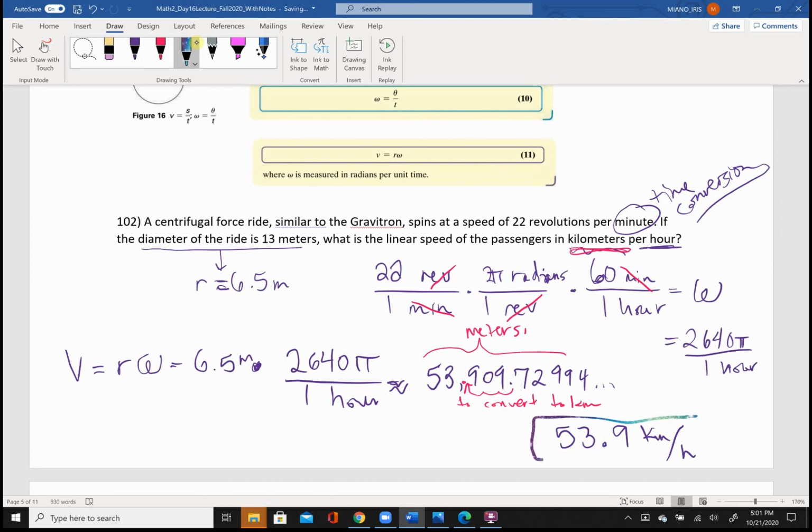Cool. Fun. Gravitron. Not that the gravitron would be fun. Gross. I would never write that again. But this problem sure was fun, doing all that unit conversion.